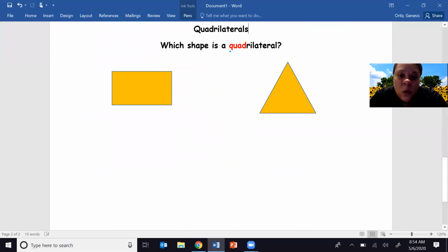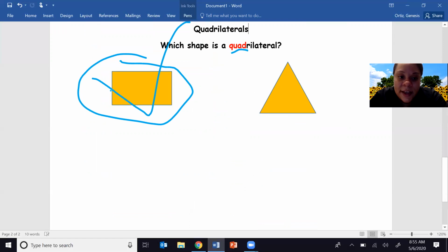Which shape is a quadrilateral? I'll give you 5 seconds. 5, 4, 3, 2, 1. If you said this, you're correct because it has 4 sides and 4 angles and vertices.